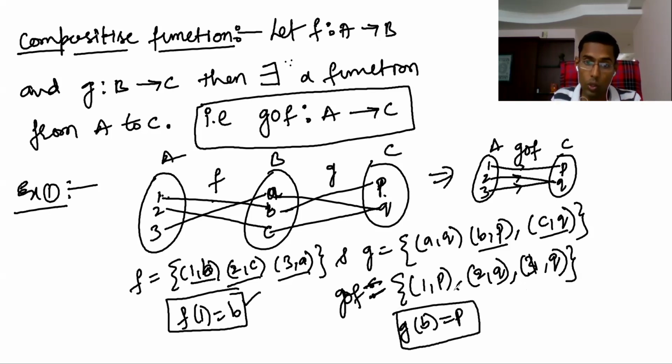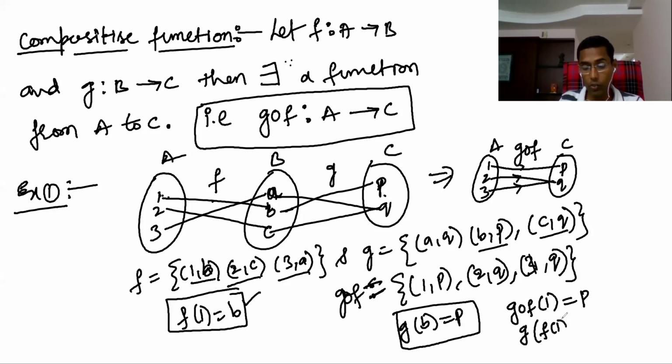Now this g circle f, g circle f of 1 is p, we are writing this. So g circle f of 1 means g of f of 1, and that is equal to p. Because what is f of 1? Here g of f of 1 is what? f of 1 is b. g of b is what? p. Like that.